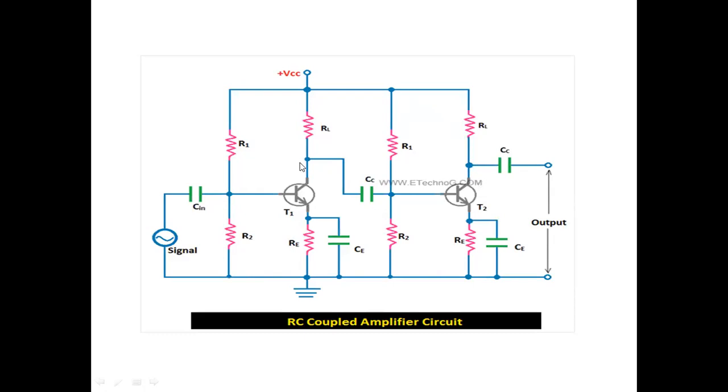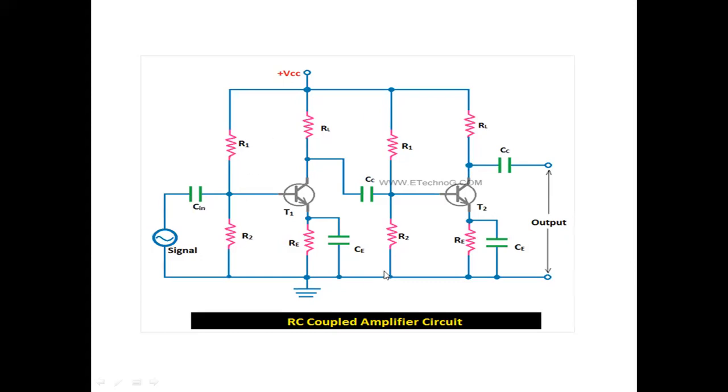The output of the first stage is given as input to the second stage by using some components. Here we are using components like resistors and capacitors. By the use of resistors and capacitors, we are coupling the stages. So we are using RC components in order to connect the stages, and that's why this type of coupling is known as RC coupling. Here we are using two stages.